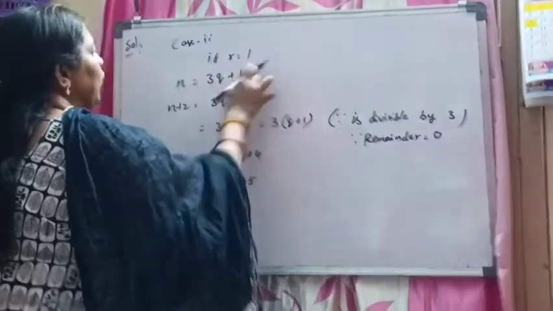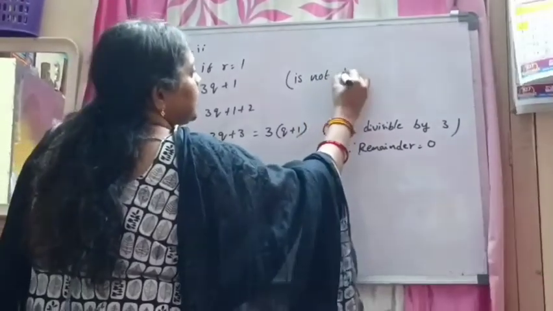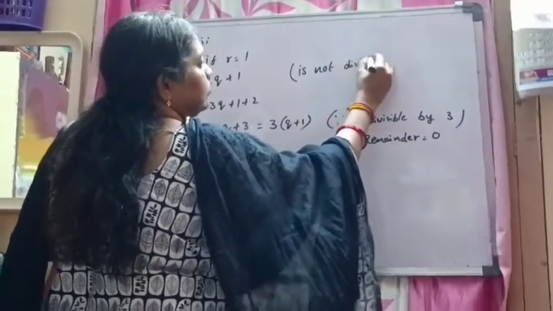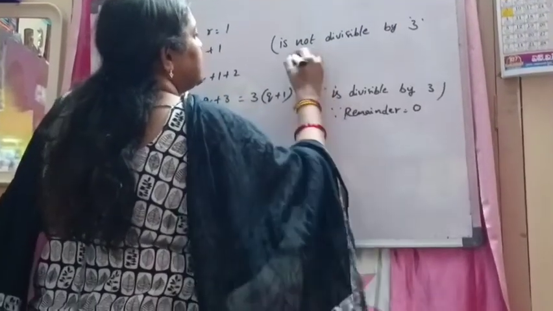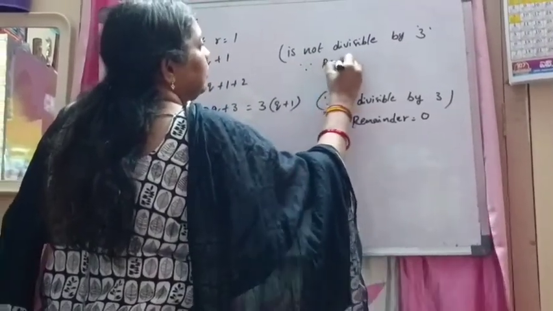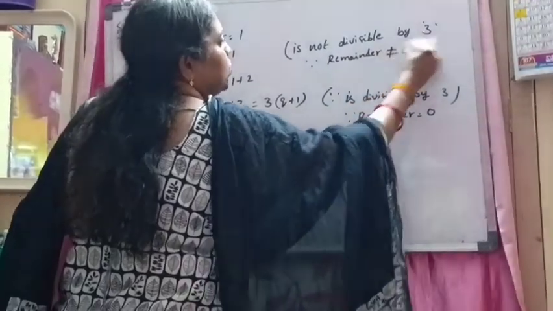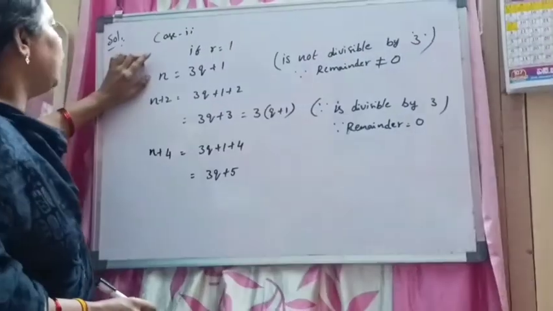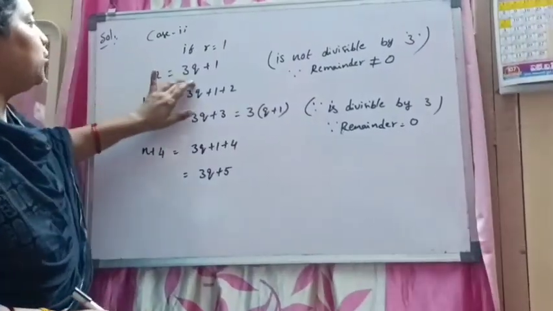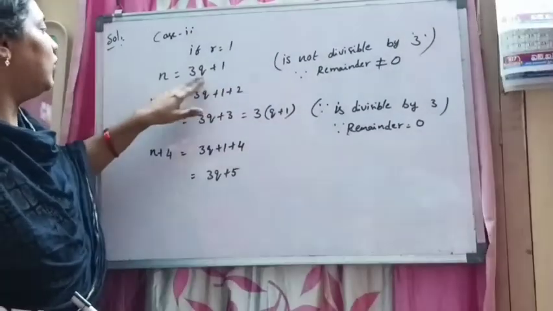Here, if r is equal to 1, n is equal to 3q plus 1, which is not divisible by 3, since the remainder is not equal to 0. Since the remainder is not equal to 0, if r is equal to 1, n is equal to 3q plus 1 and is not divisible by 3.